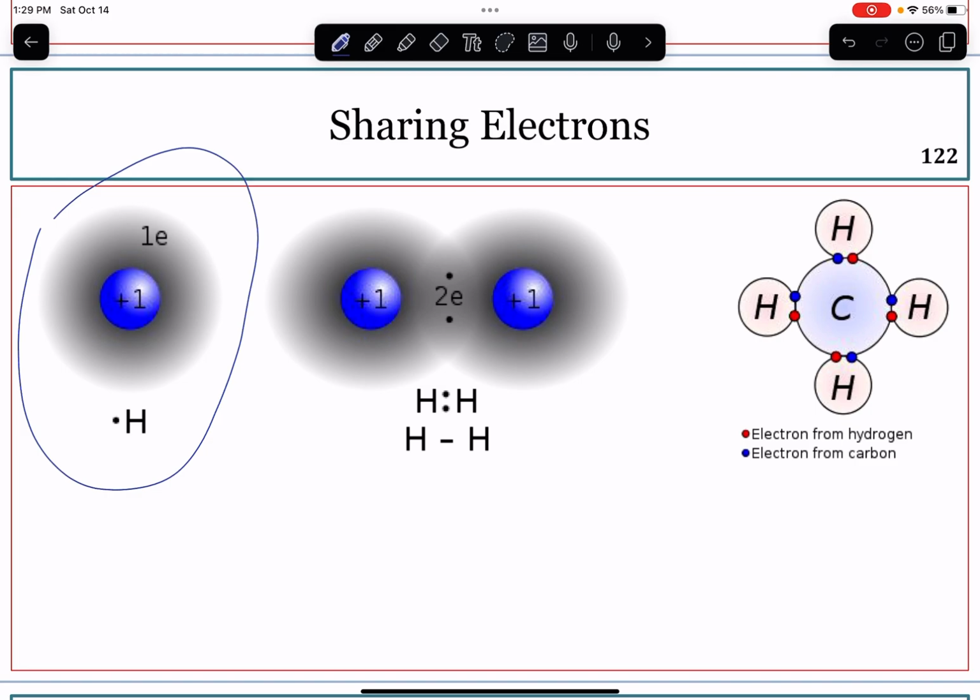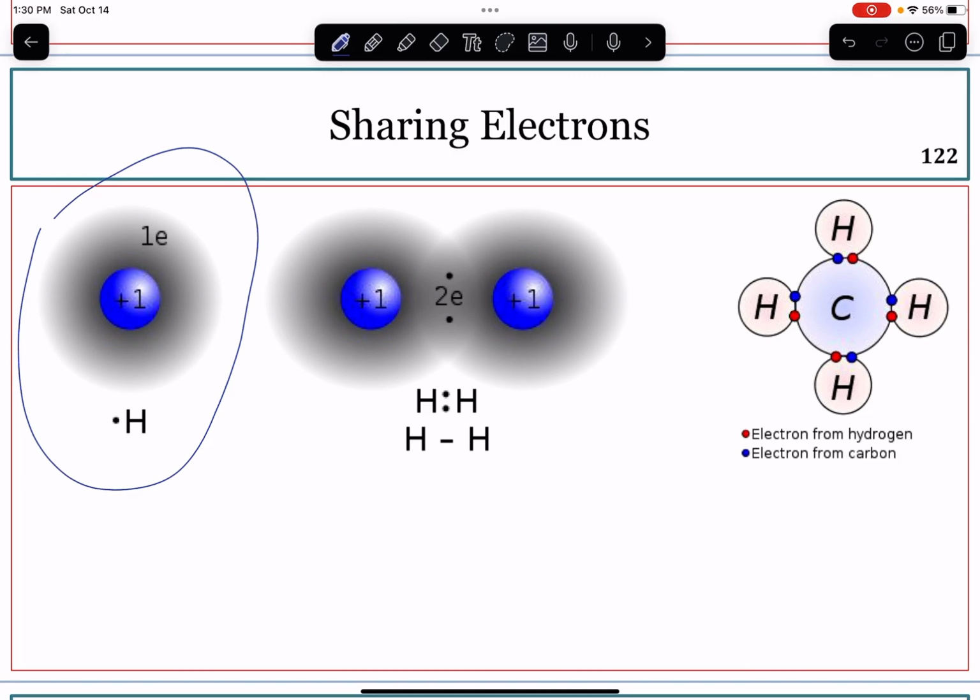Sometimes when we talk about sharing electrons, we get a little bit confused because when we were in preschool or kindergarten and we were taught how to share our toys, that meant we had to give up our toy and we didn't get to play with it anymore. But this is not the way atoms share electrons. Atoms share electrons in a way that they both get to play with both electrons simultaneously.